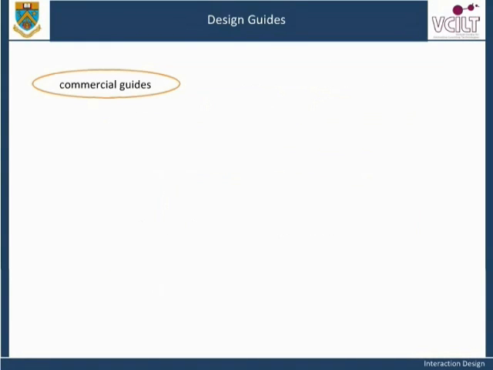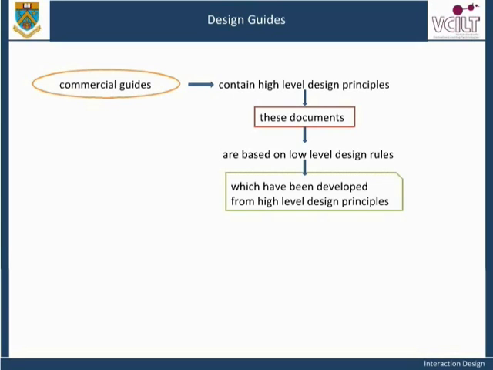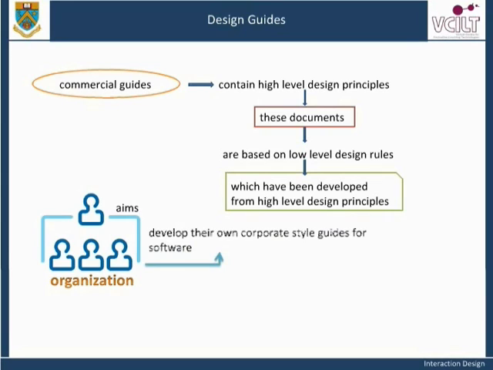Though commercial guides often contain high-level design principles, in most cases, these documents are based on low-level design rules which have been developed from high-level design principles. If an organization aims to develop their own corporate style guides for software, generally, the starting point will be one of the commercial style guides.